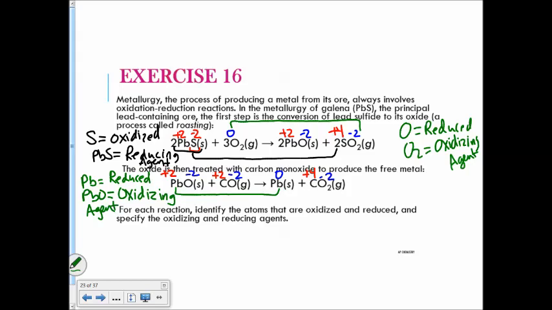Okay. The oxygen itself is not changing, so that's not part of the redox, but the carbon did go from +2 to +4. So the carbon is being oxidized, and the CO is therefore the reducing agent.